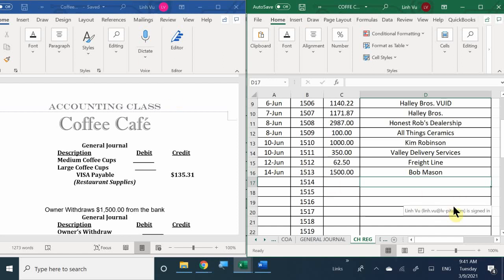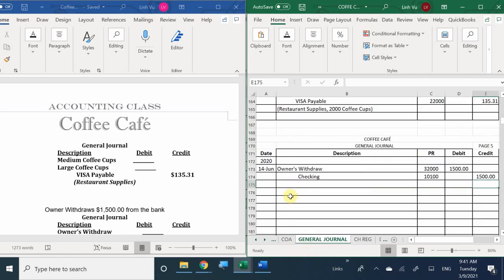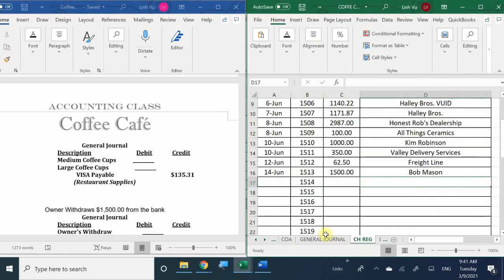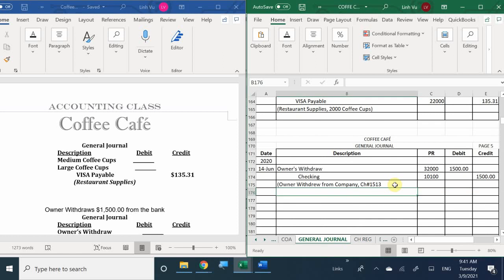So when you move into the QuickBooks section, you'll recognize Bob Mason a lot. All right, now that I wrote the check out to Bob Mason, check number 1513, I'm going to go to my general journal and plug that information in. So again, owner withdrew from company, comma, check number 1513. Was it 1513? Yes. 1513.